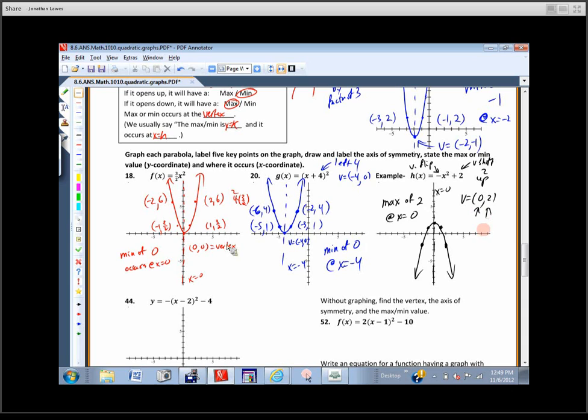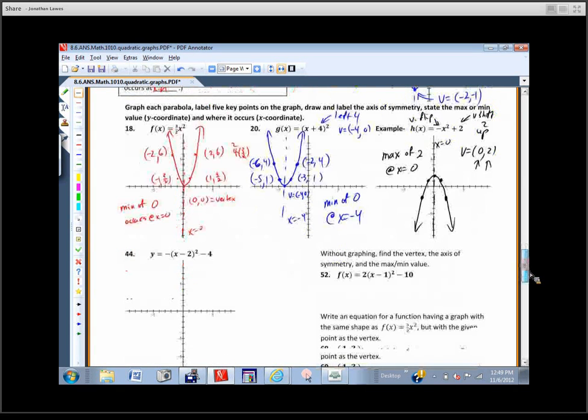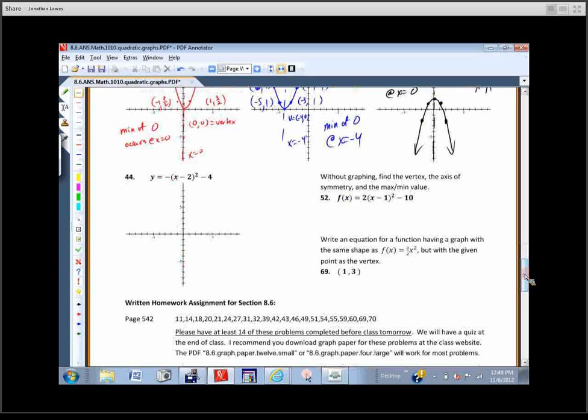So notice on this one right here, I had the vertex at -4, 0, so that means the minimum is 0 at this x coordinate. It's that simple. The max or the min will always occur at the vertex, so once you know where that is, you don't even have to graph it in order to figure that out. So for example, take a look at this one right here. This is number 52. Without graphing, find the vertex, the axis of symmetry, and the max or the minimum value.